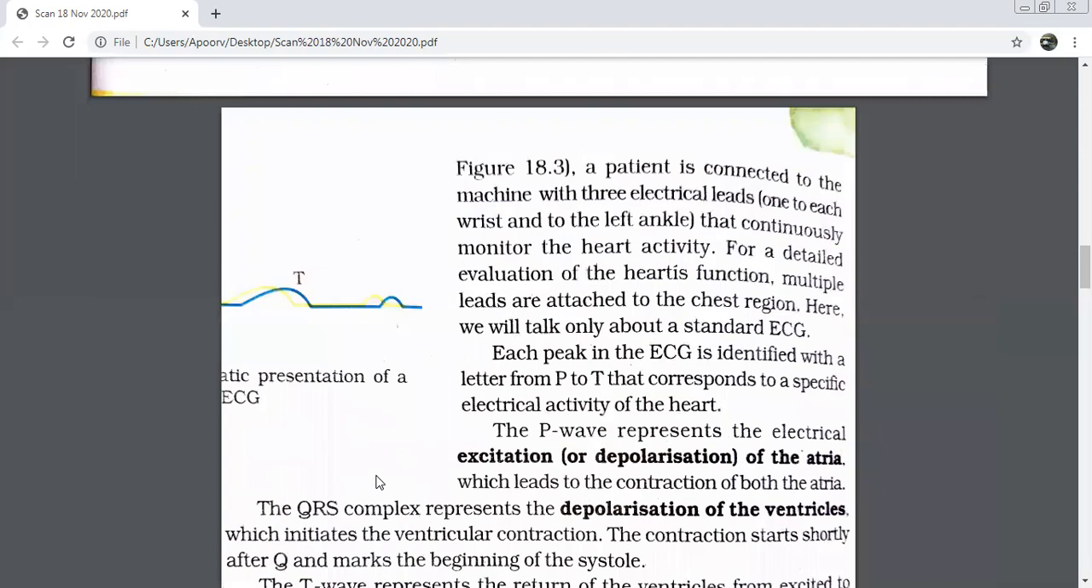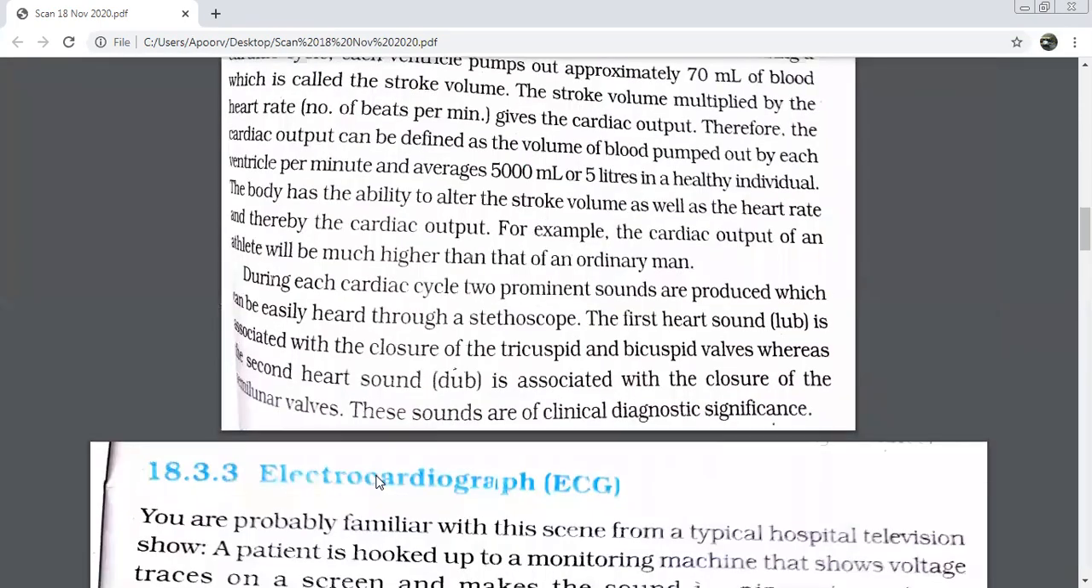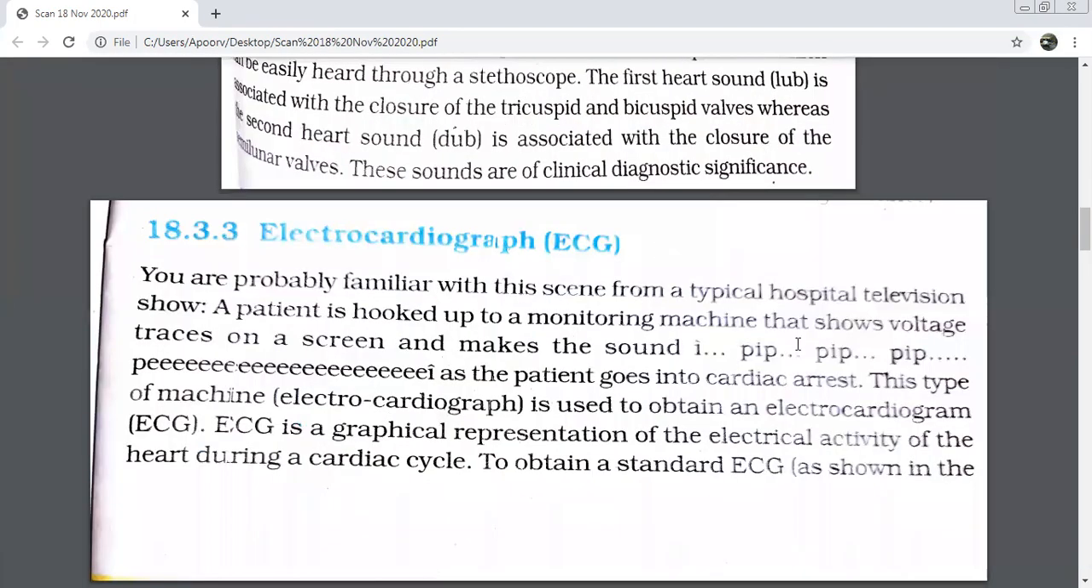Okay, this is the only little thing left. Let's do it quickly, let's do it together. We are all familiar with this TV ECG. What is the full form of ECG? Electrocardiograph. This machine is called electrocardiograph.